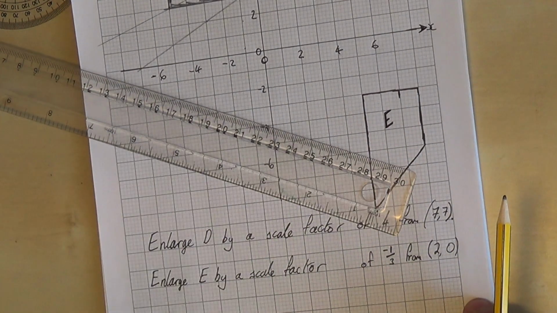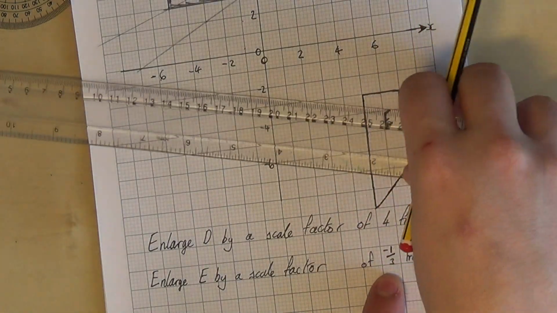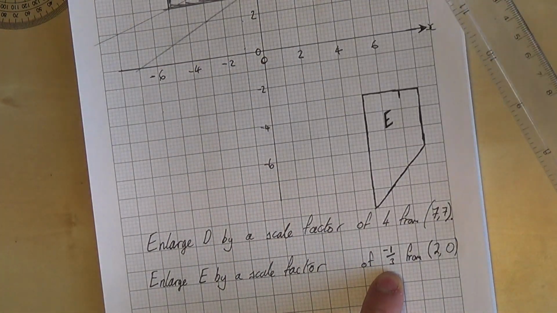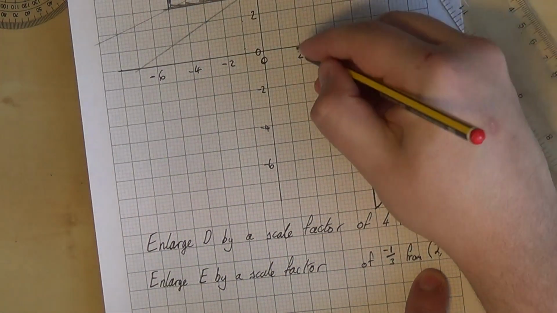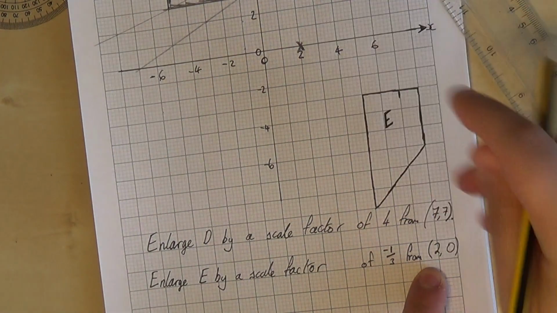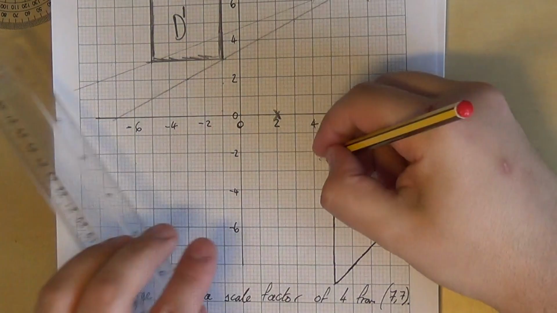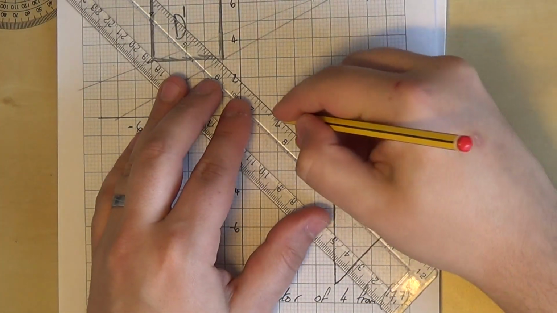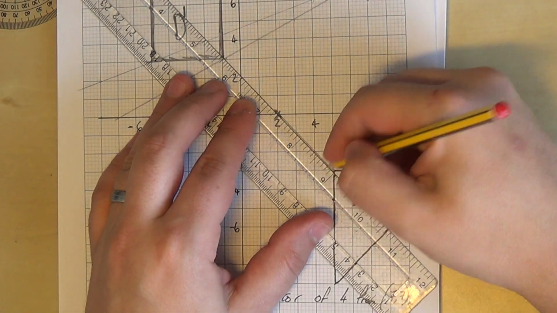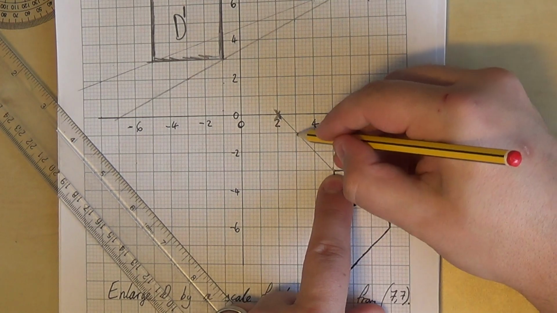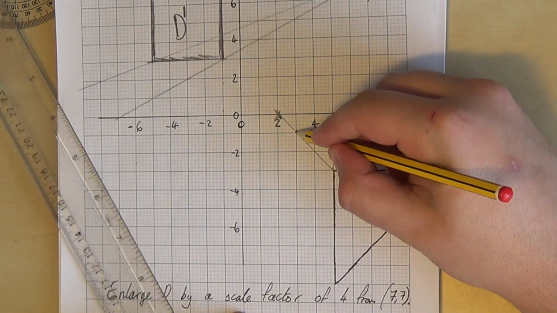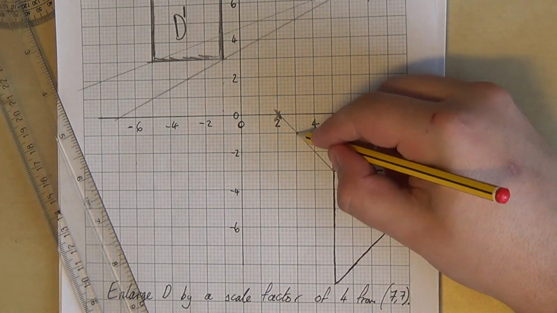Right, E, I've put a tricky one in, scale factor of a negative third, just because I'm feeling mean. So the coordinate is 2, 0, which is there. I'm going to use our rays again. I'm going to just use this point first to think this through. So that would be our normal ray. A third of the distance would be here. But it's a negative third, so it's going to be that distance backwards.